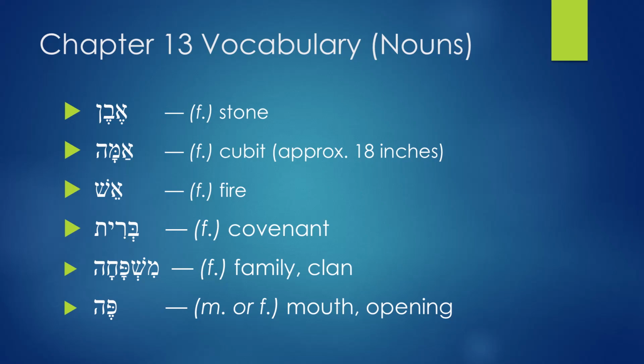Next word is berit. Berit means covenant. This is one of the common words that you need to know. Next word is mishpacha. Mishpacha means family. It means a clan. Next word you have is peh. Peh means mouth. It means opening or mouth.